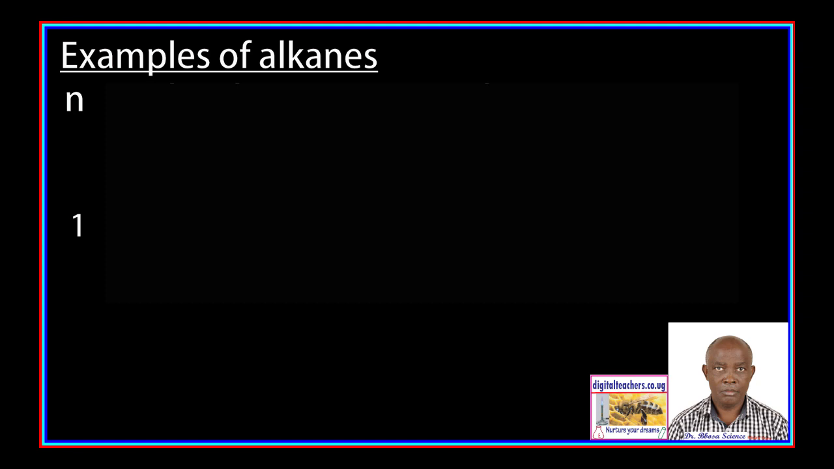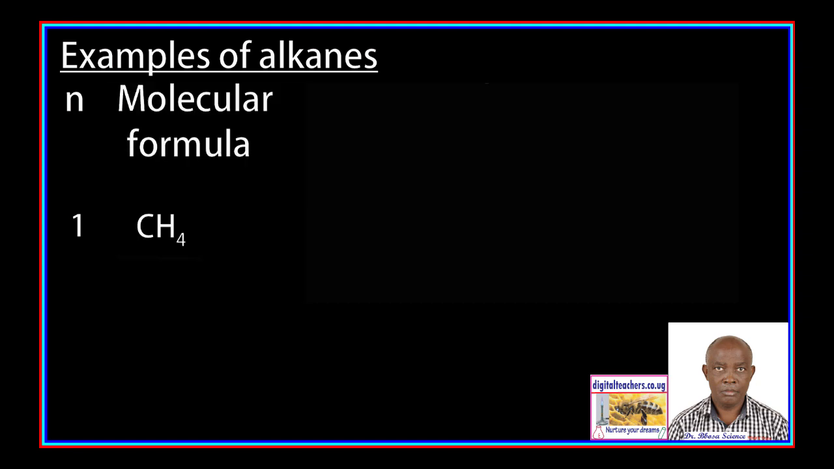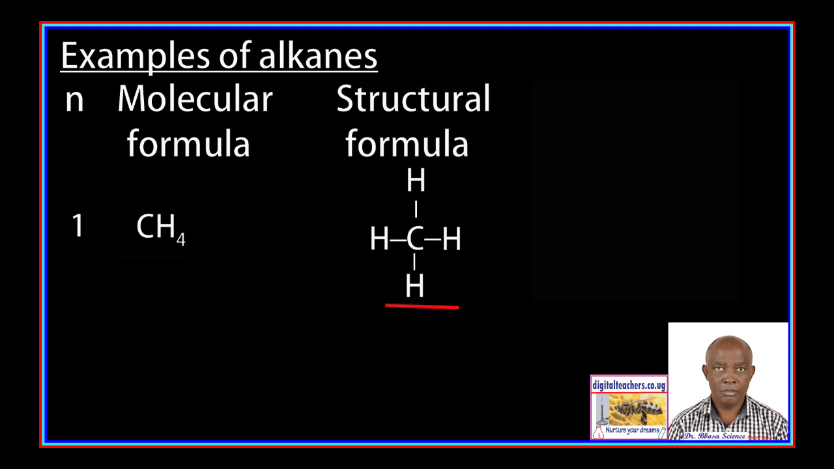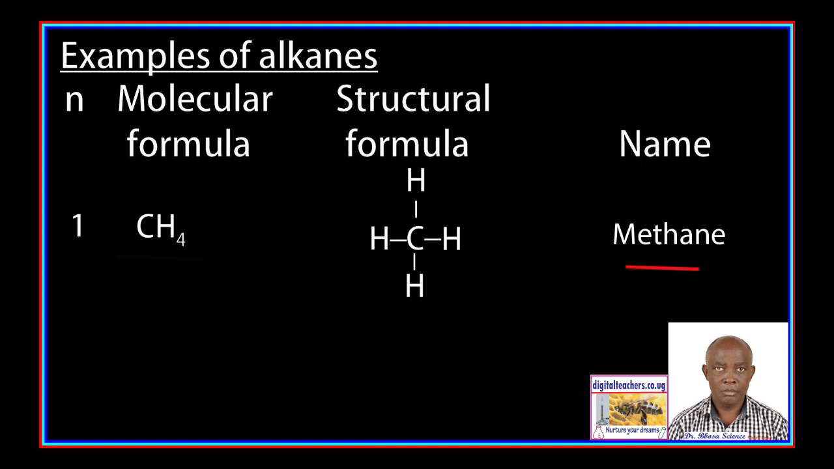When n is 1, the molecular formula is CH4. 4 is a subscript showing that in the molecule there is one atom of carbon and 4 atoms of hydrogen. In the structural formula of CH4, each hydrogen atom is bonded to a carbon atom by a single bond, and a compound with one carbon atom is called methane. All names of alkanes end with a-n-e.